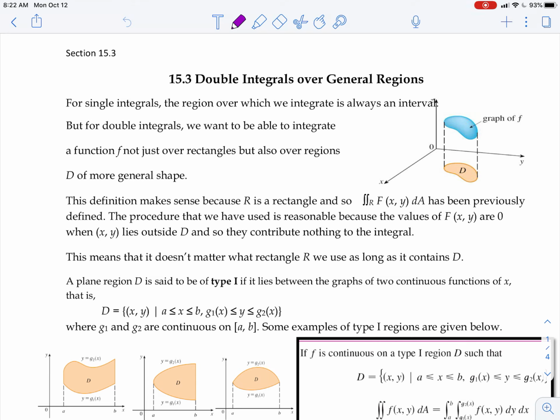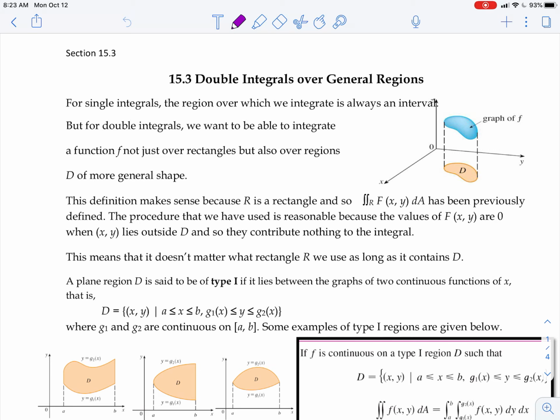The procedure that we have used is reasonable because the values of f of x, y are 0 when x, y lies outside D, and so they contribute nothing to the integral. This means that it doesn't matter what rectangle R we use as long as it contains D.